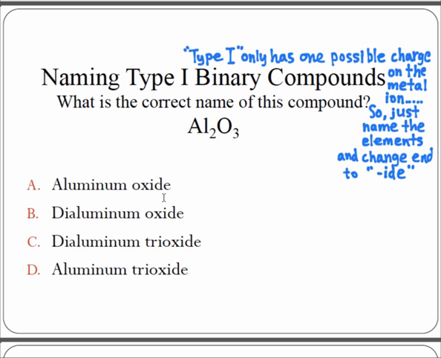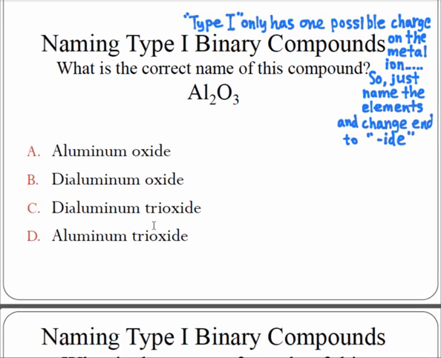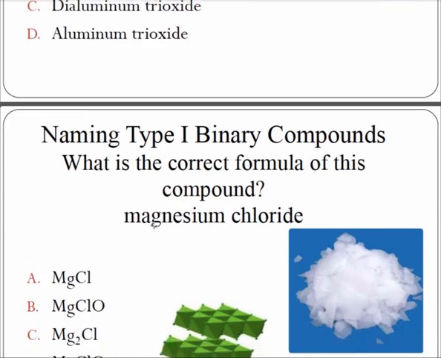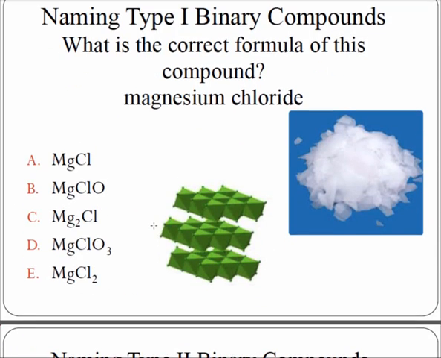Remember, we use the mono, di, tri, tetra, penta, hexa, hepta, octa, nona, deca, etc., for the molecules, but not the salts. So if I see a metal right away, I know it's not a molecule.